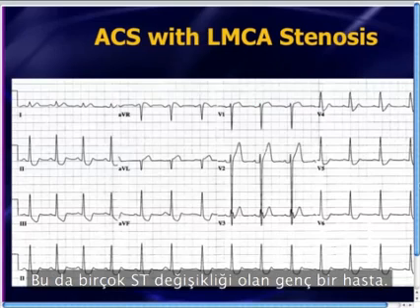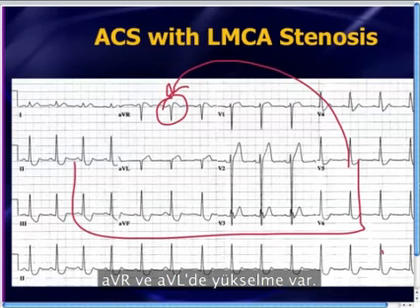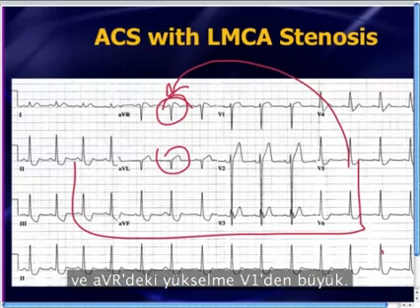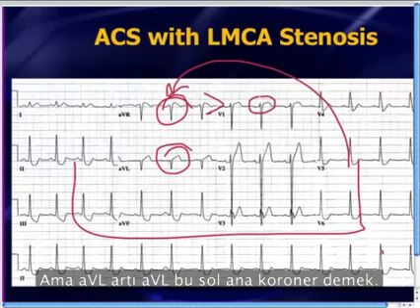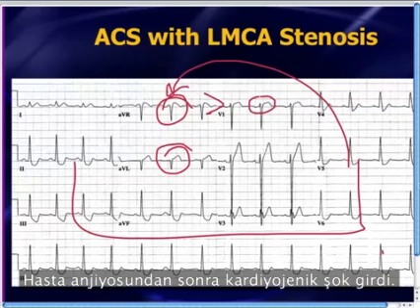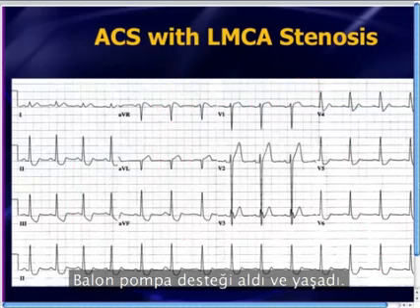This is a young patient who has a lot of ST segment changes, and so what we're going to do is look up in aVR. There's elevation in aVR and aVL, and elevation in aVR greater than in V1. That's kind of a close call. But definitely aVR and aVL, that means left main. He ended up on a balloon pump in cardiogenic shock after his cath, but ended up surviving.